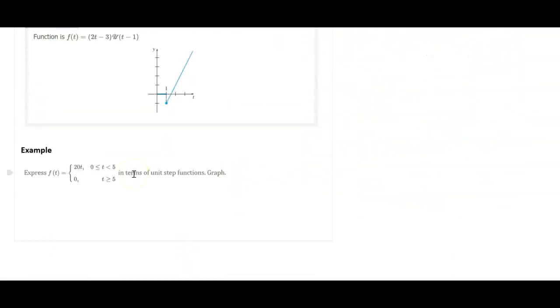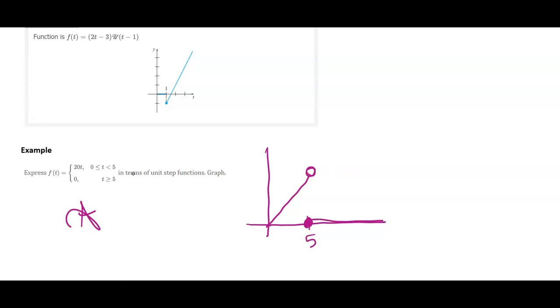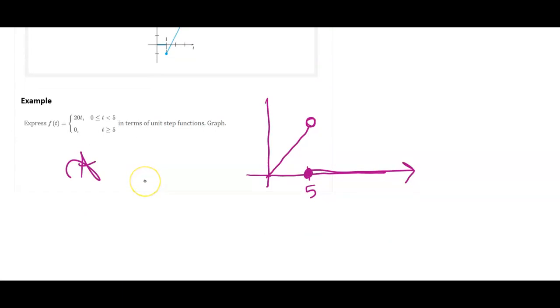All right, so let's write this for my function that I have here. So let's graph it first. I know that that's not what the directions say to do in order, but that's what I would like for us to do. So f of t is 20t from 0 to 5, and then 0 forever after that. So what I will say if I want to write this in terms of the unit step function is I'm going to say f of t equals this function forever and ever.